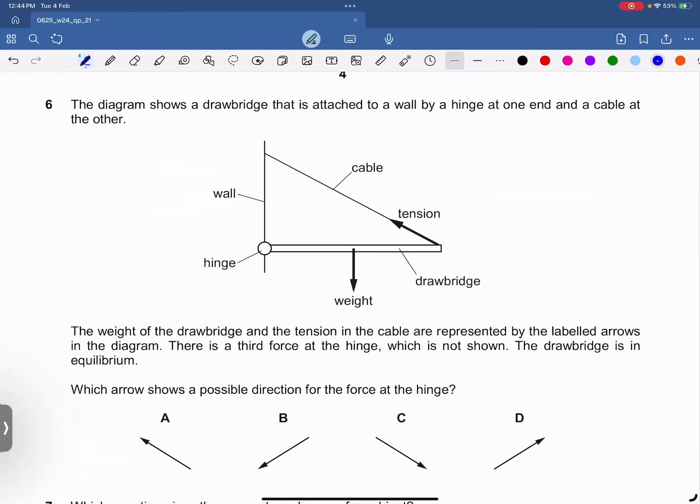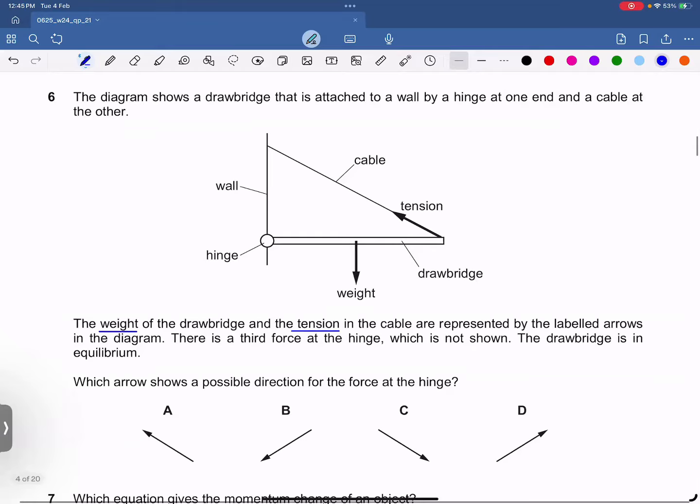The diagram shows a drawbridge that is attached to a wall by a hinge at one end and a cable at the other end. The weight of the drawbridge and the tension are represented by the arrows. Now they say there is a third force at the hinge which is not shown. The drawbridge is in equilibrium.